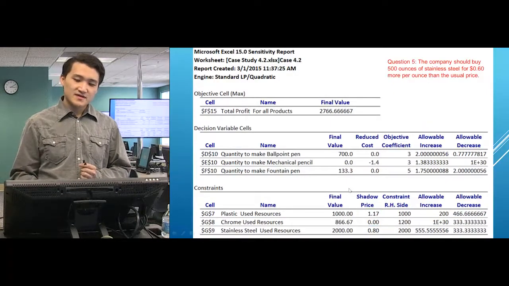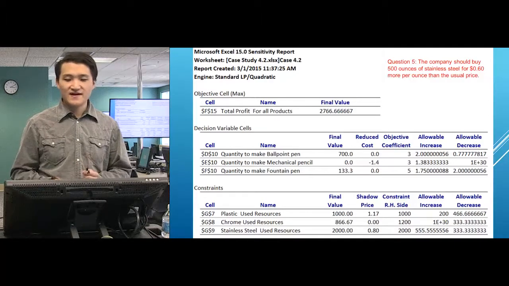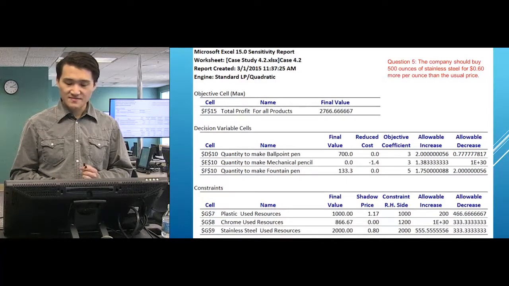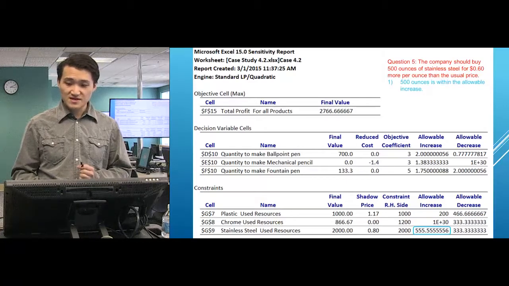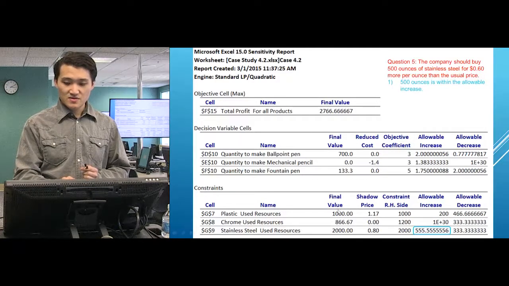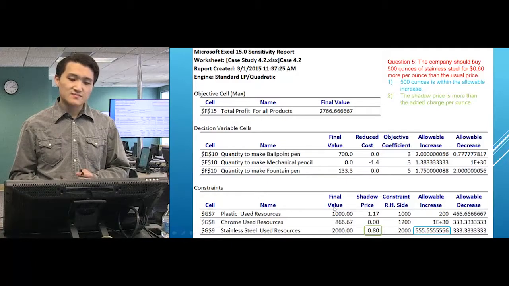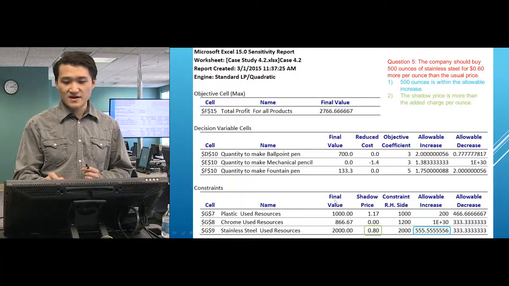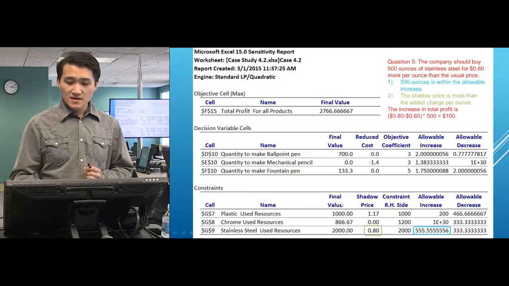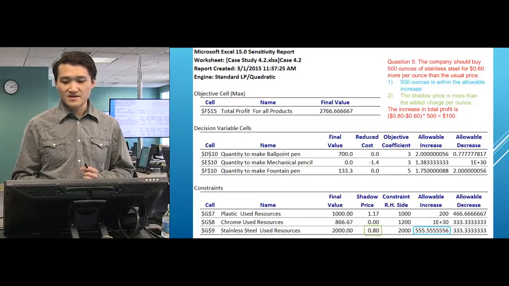Question 5, should the company buy 500 ounces of stainless steel for 60 cents more per ounce than the usual price? 500 ounces is within the allowable increase, and the shadow price is more than the added charge per ounce. So this company should buy 500 ounces of stainless steel, and it will result in increasing $100 in the total profit.